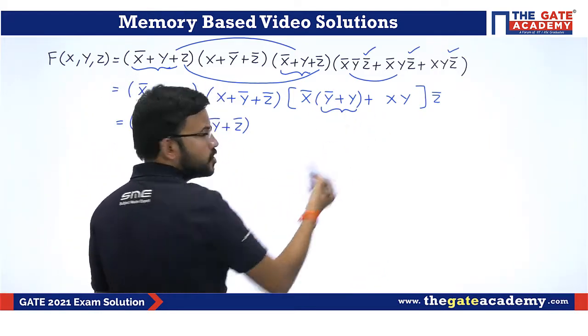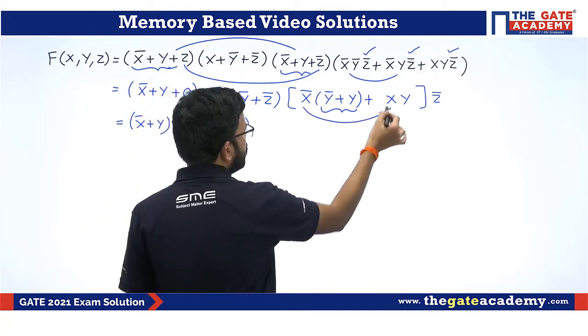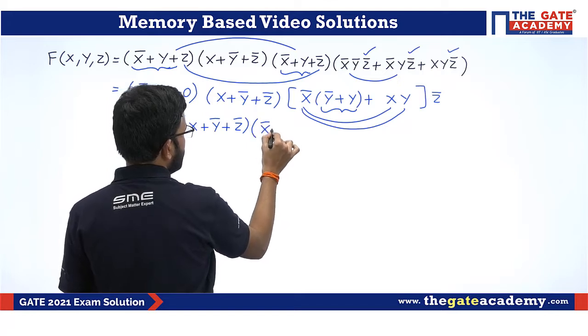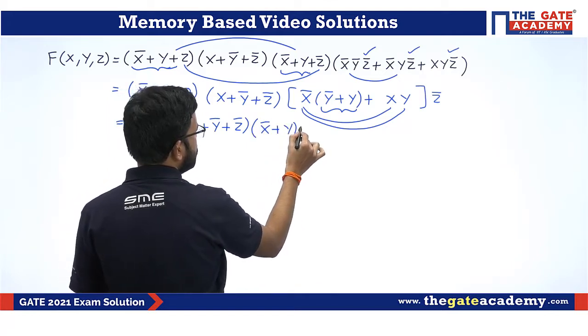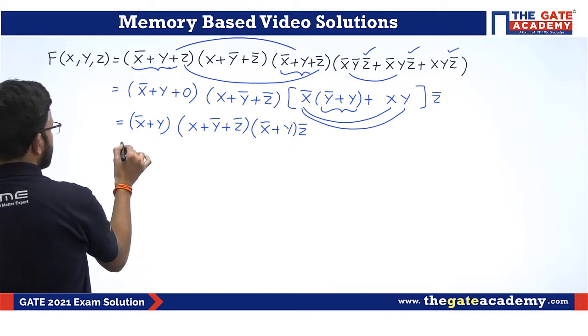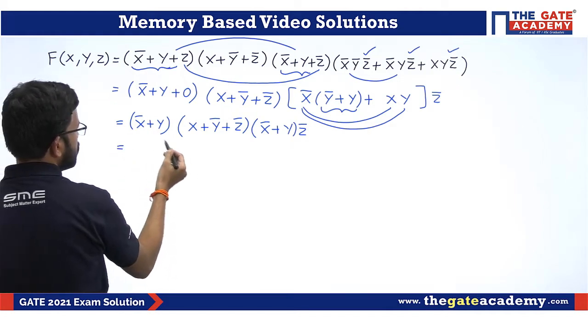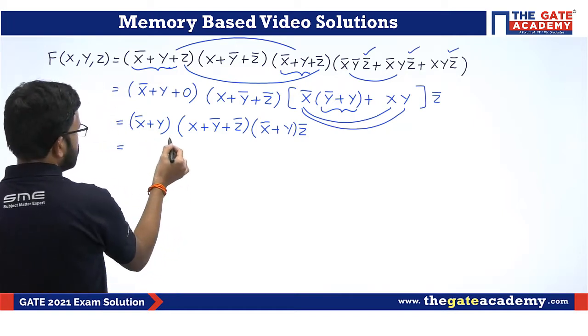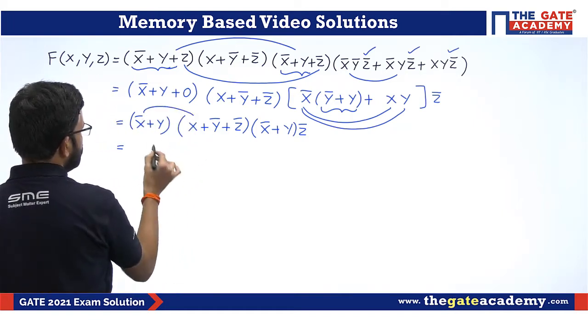Now you can apply distributive law. X bar plus x is 1. So you get x bar plus y, x bar plus y into z bar. Next. Here you can do further simplification, right? So x bar into x is 0.